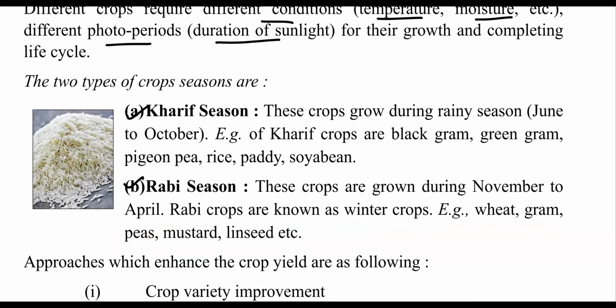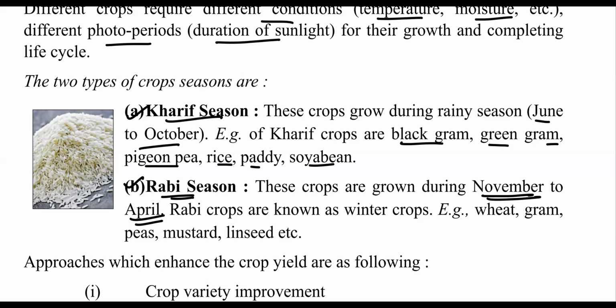The kharif crop is generally grown from June to October. In October, we are going to cut the crop. Examples of kharif crop are black gram, green gram, pigeon pea, rice, paddy, soybeans. The next one is rabi. Rabi is winter crops, and this is generally grown from November to April. These generally require low temperature and less duration of light for their proper growth, and less water.